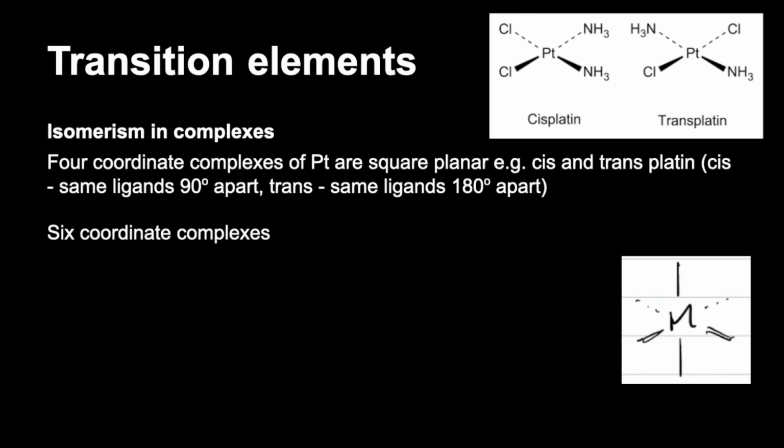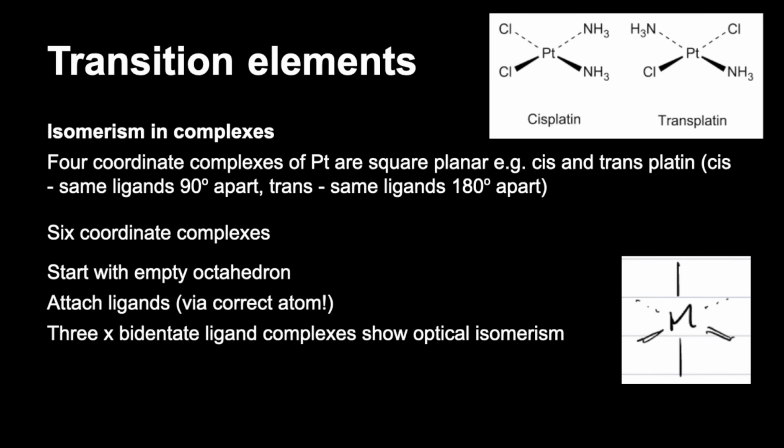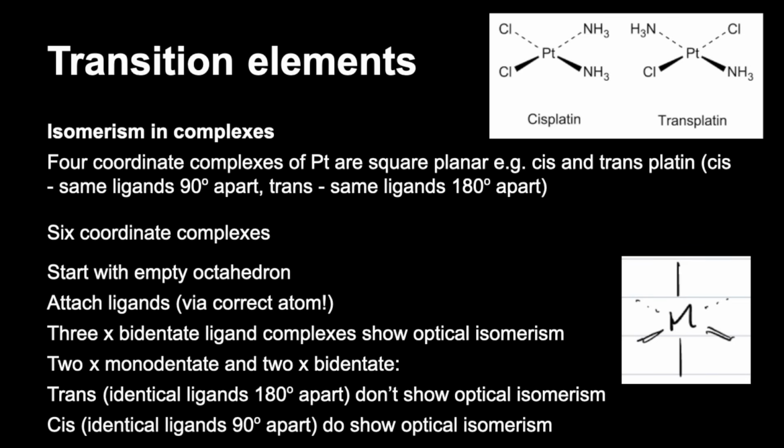Moving on to 6 coordinate complexes. The first thing you do is start with an empty octahedron. So that's that new diagram there. You would then attach your ligands via the correct atom. If you've got 3 bidentate ligands, complexes will show optical isomerism, so you would just show the mirror image of whatever you've drawn. If you've got 2 monodentate and 2 bidentate ligands attached, the trans version, where the identical ligands are 180 degrees apart, doesn't show optical isomerism. However, the cis version, when the identical ligands are 90 degrees apart, does show optical isomerism.